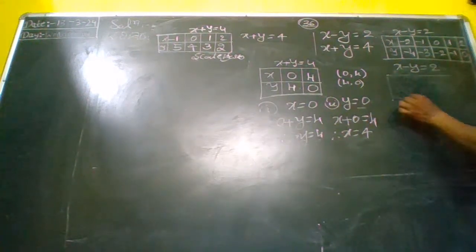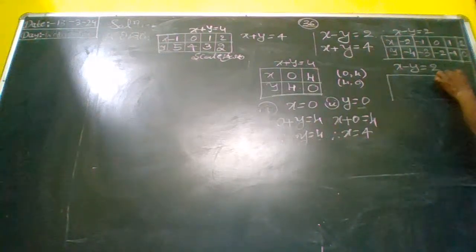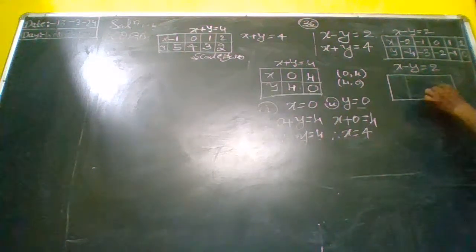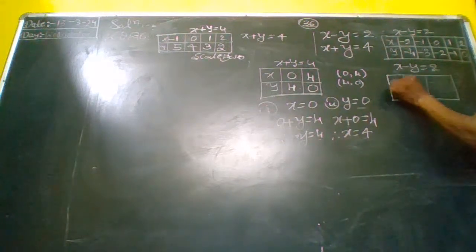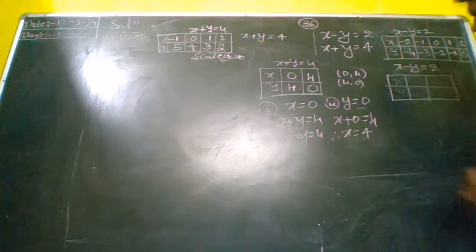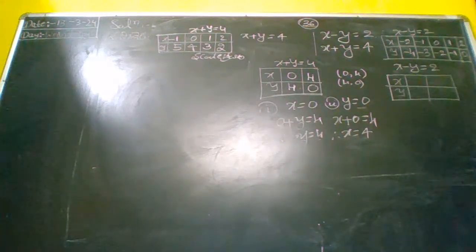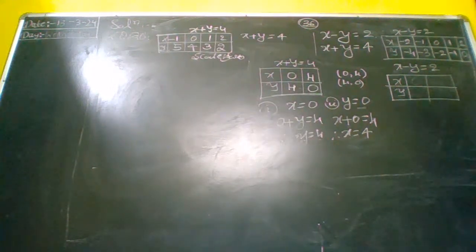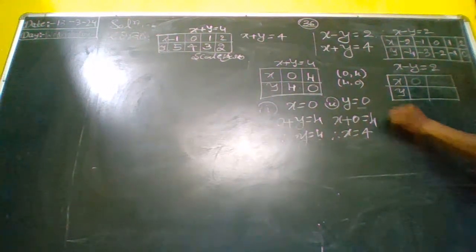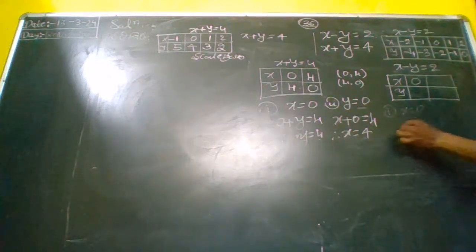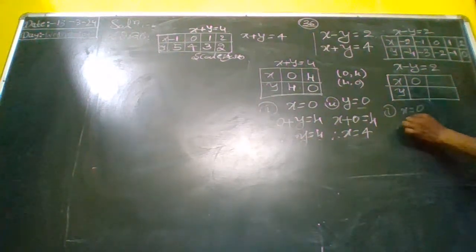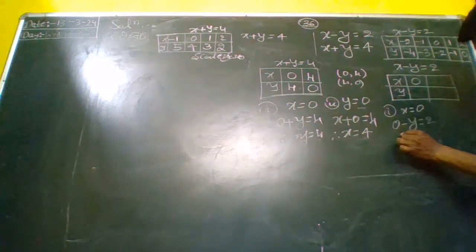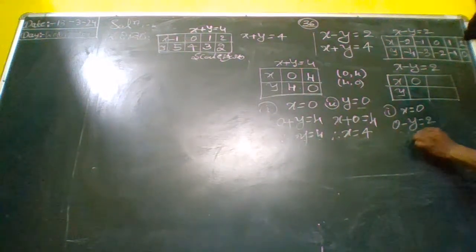I am going to tabulate for this equation also in the simple manner, that is by taking just x equal to 0 and y equal to 0. Yes, first I have put here x equal to 0, that is number 1. What happens? 0 minus y is equal to 2. This implies y is equal to -2.